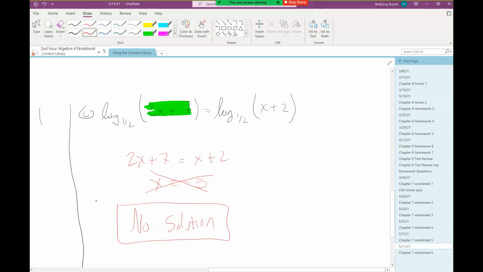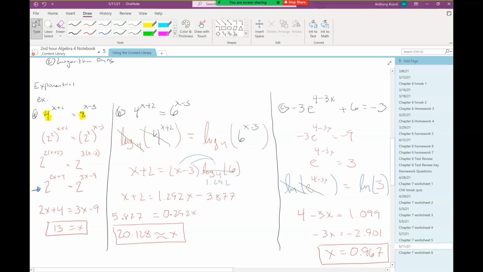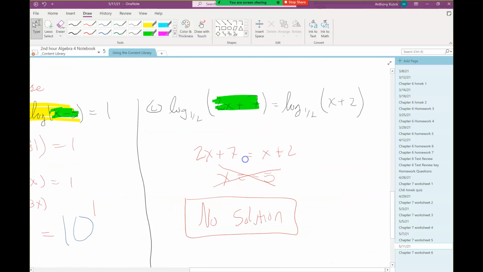Why are we getting rid of the logs again? The analogy that I drew was back to this problem, where the exponent bases were the same and they were equal, which means the exponents have to be equal. So if I have two logarithms with the same base that are equal, the insides also have to be equal, right? That's what we did there. So we just dropped the logs because they had the same base and they were equal.